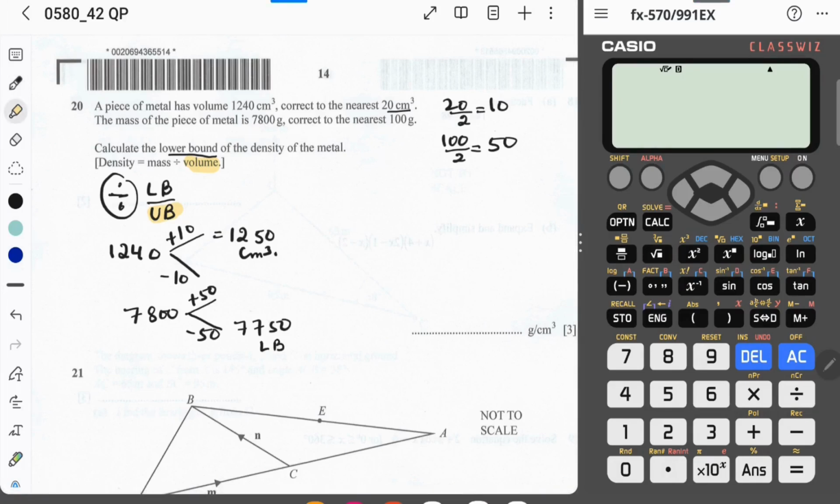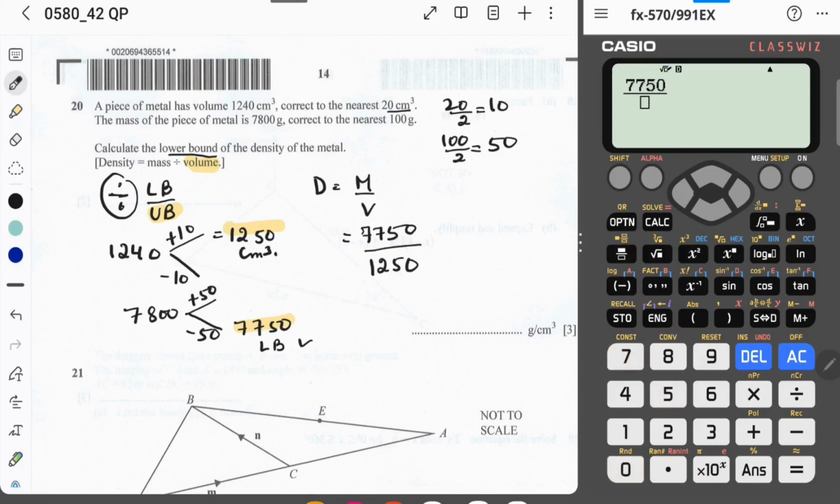Okay. So we divide these numbers. So density is equal to mass upon volume. So mass will take 7,750 divided by that will be the volume, mass upon volume. So that is 1,250. So take your calculator.